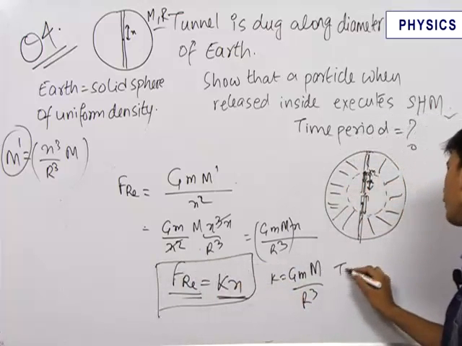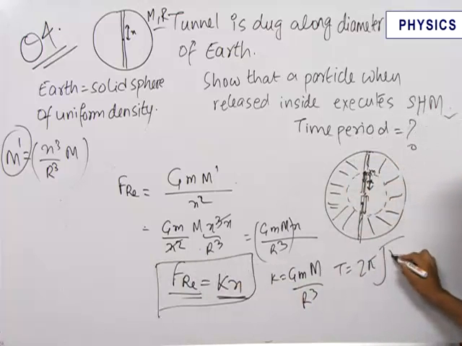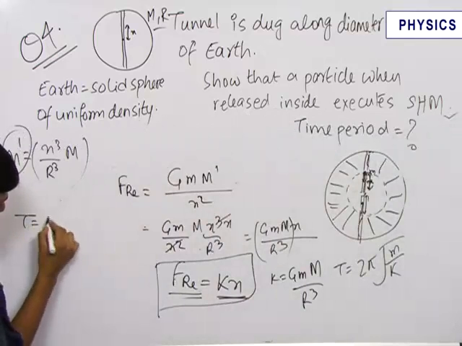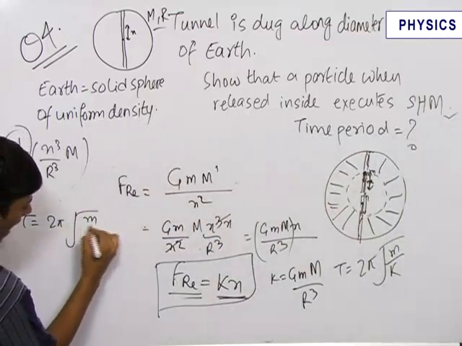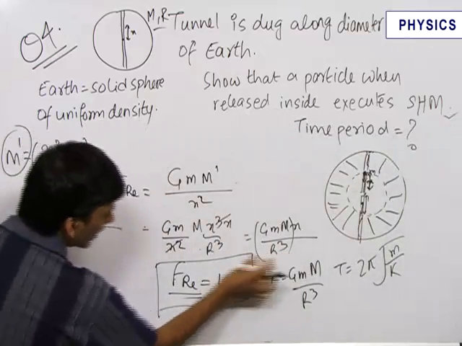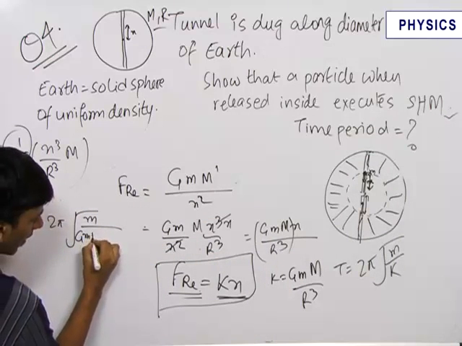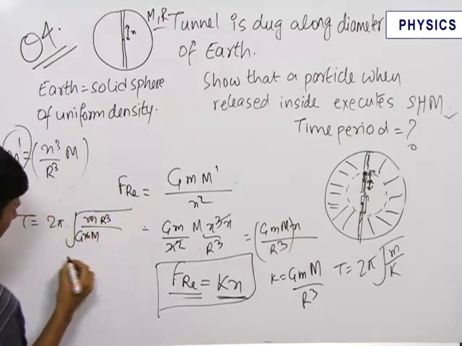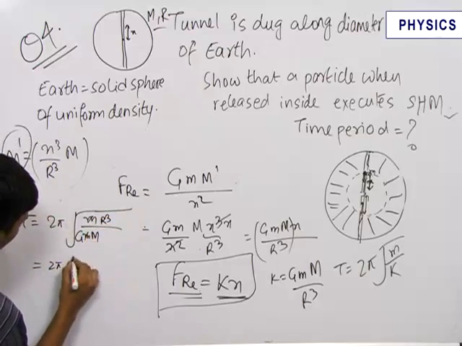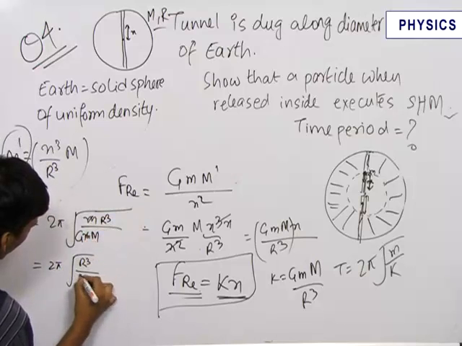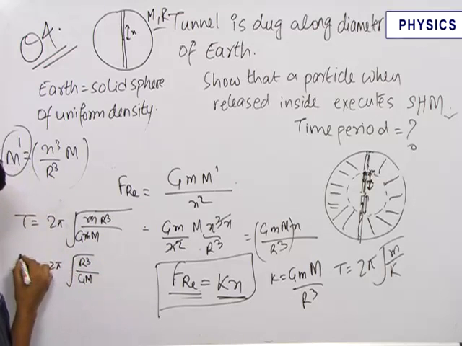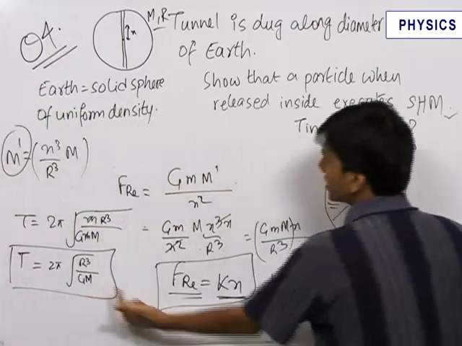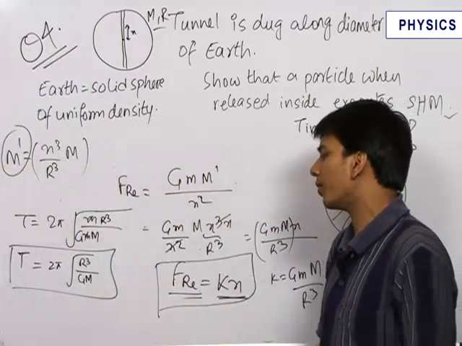Now the time period of SHM is equal to 2 pi root over m upon k. So that is equal to 2 pi root over m upon, the value of k is this, we feed in here G M m upon r cube, m gets cancelled. So this is equal to 2 pi root over r cube upon GM. So the final answer for the time period of the SHM comes out to be 2 pi root over r cube upon GM.